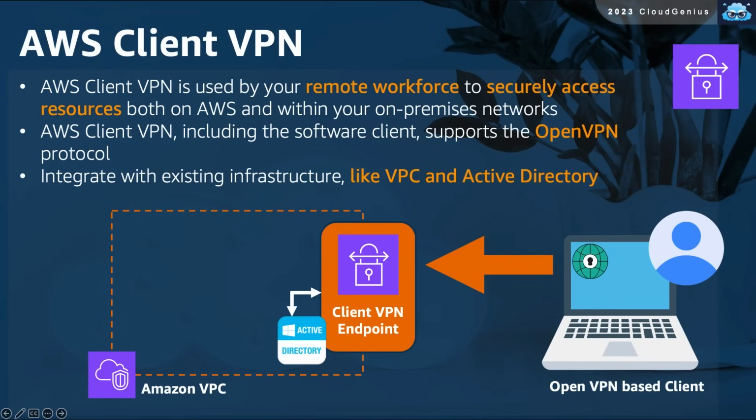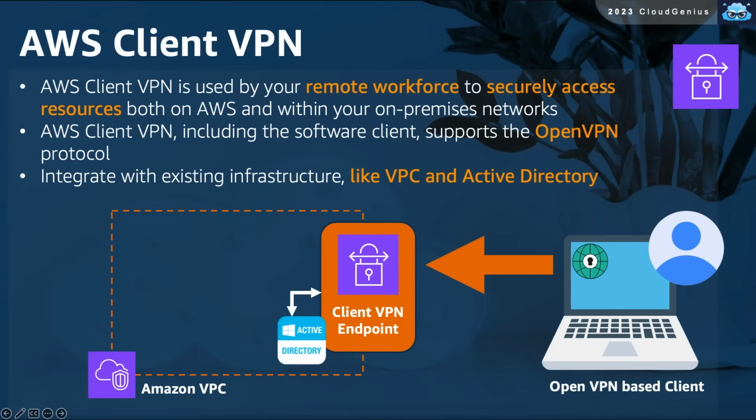Let's explore AWS Client VPN, a service that provides secure access to your AWS resources from any location. Imagine you have a team of remote employees or contractors who need to securely connect to your AWS resources. AWS Client VPN makes it easy. Here's how it works. You set up a virtual private network (VPN) endpoint in AWS using AWS Client VPN. This creates a secure tunnel between your users' devices and your AWS infrastructure.